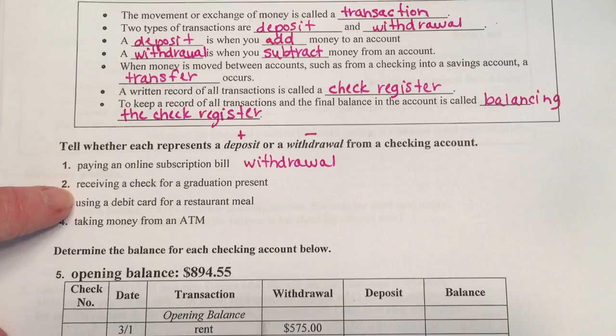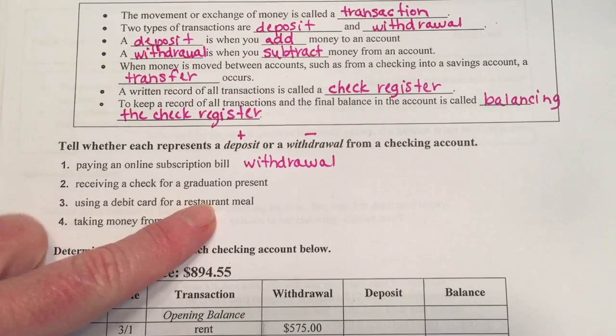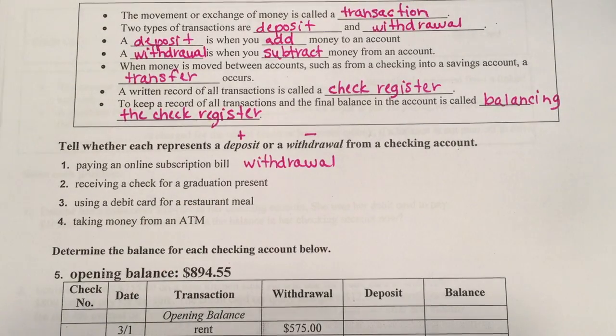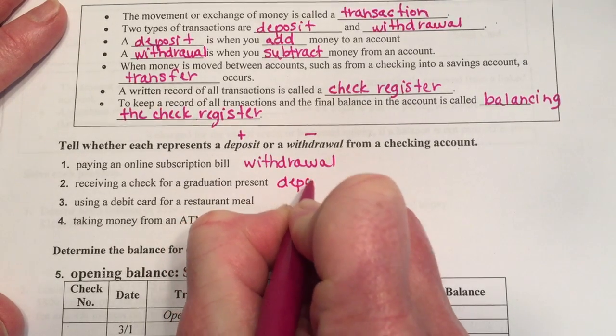Receiving a check for a graduation present. So you get money from a grandparent and you want to put it in your account. Okay, you're making a deposit. It's going to add money to your account.